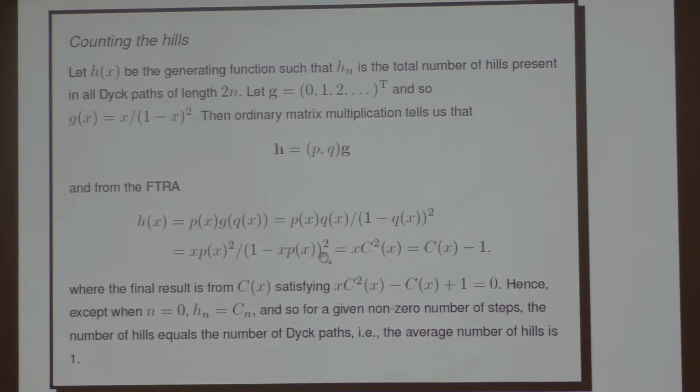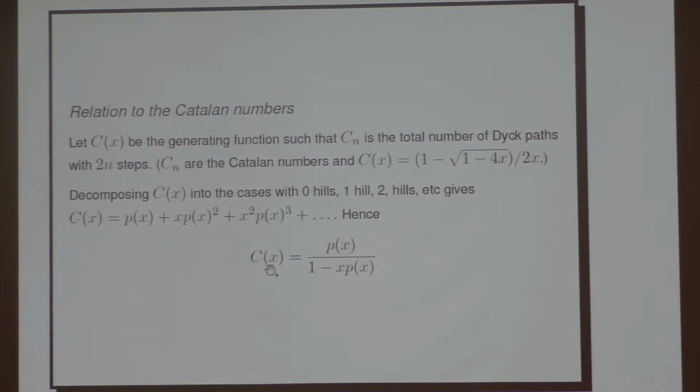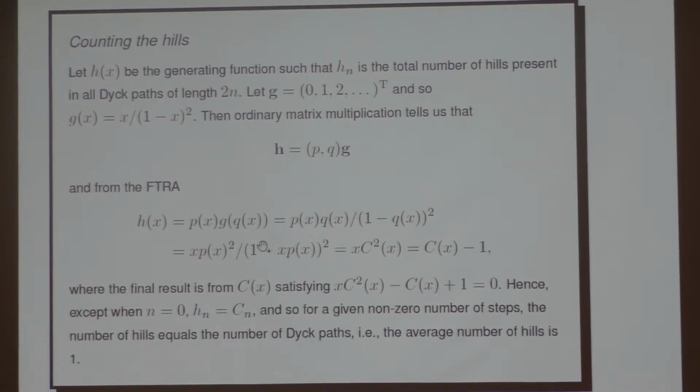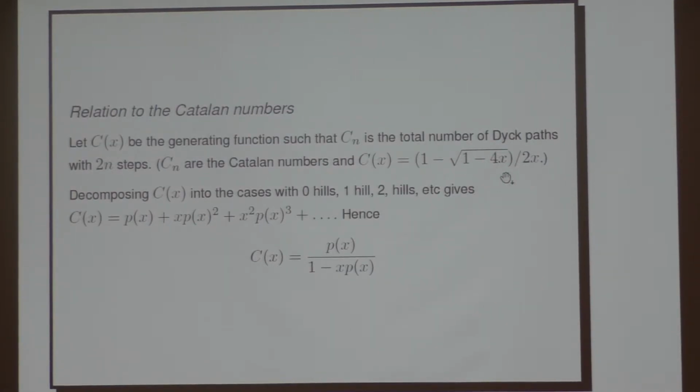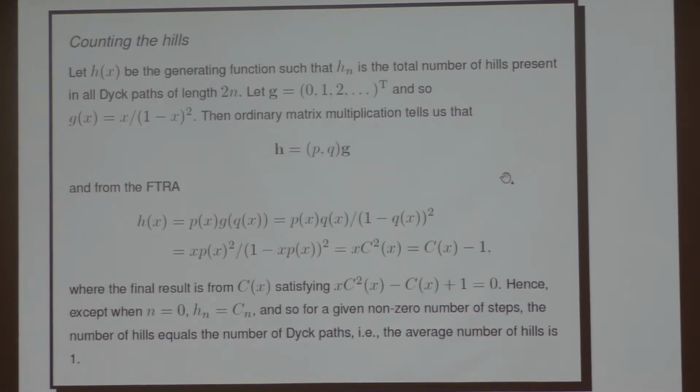Now fortunately we already know what this is, because on the previous slide notice that we have c, the generating function of the Catalan numbers, or the generating function for the number of dig paths, is p over 1 minus xp. So this is just p over 1 minus xp, all squared. So we end up with x times c squared. And it turns out that the generating function for the Catalan numbers actually satisfies this quadratic equation, the solution of which is, well, what you expect for a quadratic equation. So we can simplify this. x c squared is actually just equal to c minus 1.